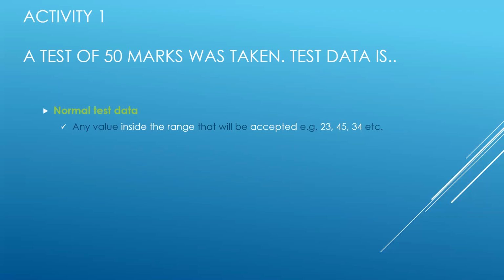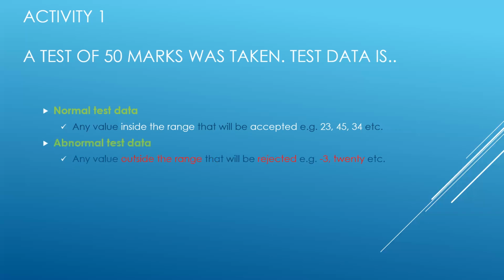These are only 2 or 3 values, but you can name many also. For example, if a student says 2, that is also normal because that is within the range. Any child wrote 12, that is also normal. The child wrote 48, that is also normal. Another one wrote 40, that is also normal, because these all are attainable in a test that was taken out of 50 marks. It's very simple: attainable values within the range, values that should be accepted, are called the normal values.